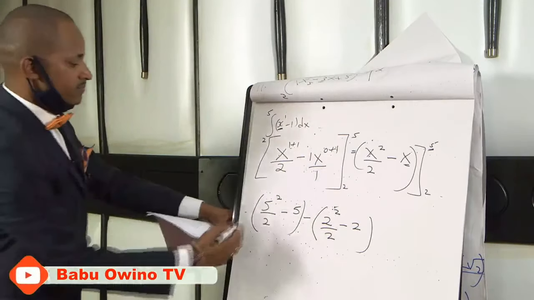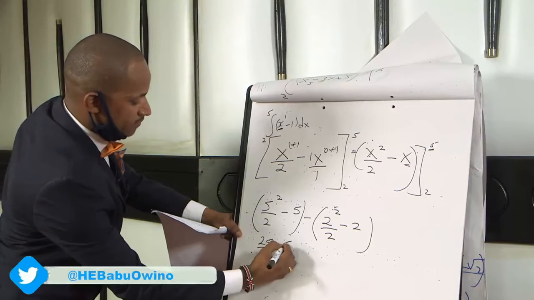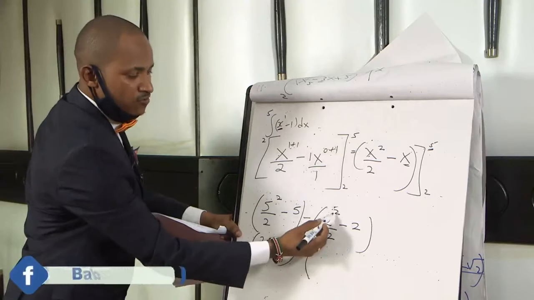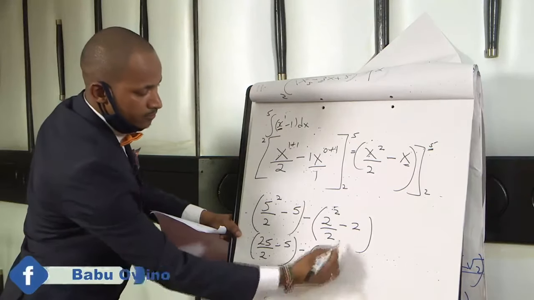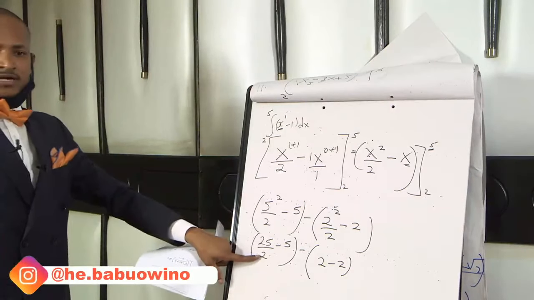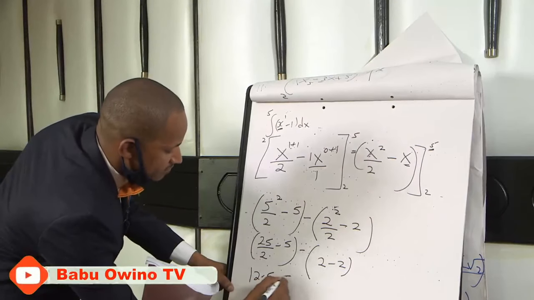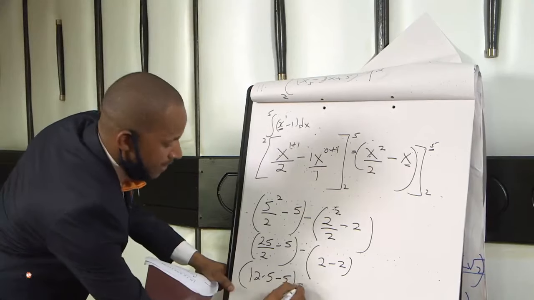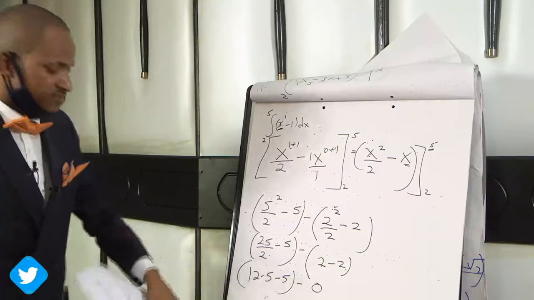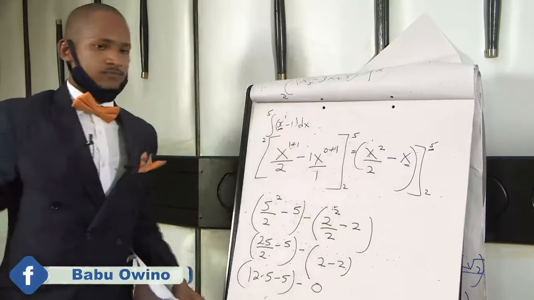You open this up. 5 squared is 25 from your calculator, divided by 2, minus 5. Minus 2 squared is 4. 4 divided by 2 is 2. Then minus 2. 25 divided by 2 is 12.5. So 12.5 minus 5, minus 2 is 0. Therefore, 12.5 minus 5, you get 7.5. That is the value.